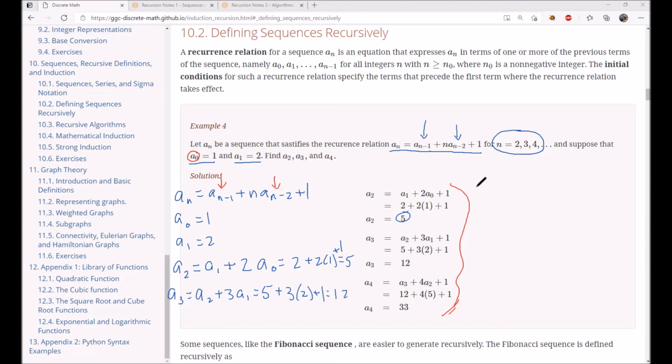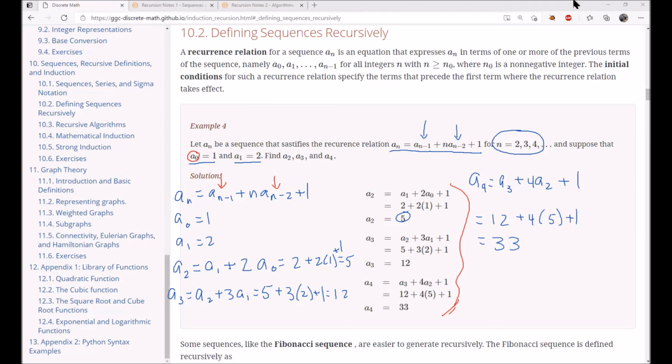Because I made a mistake on that, I'm going to go ahead and work out a4 as well. a4 would be a3 plus 4, because I'm on the fourth term, times a2, plus 1. That would be a3 was 12, plus 4 times a2, which was 5, plus 1 more. And that's going to give us 20 plus 12 plus 1. That'll give us 33.